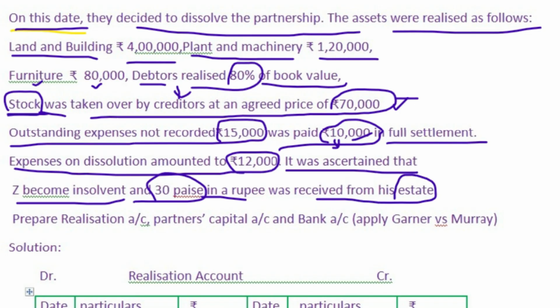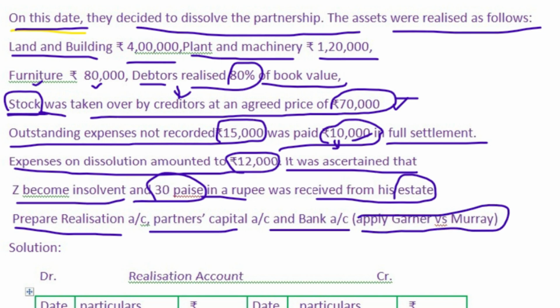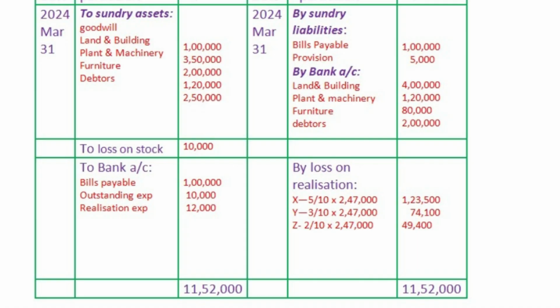So now what are the accounts we have to prepare? Realization account, partners' capital accounts, and bank account. Here it is said to apply Garner versus Murray. Now the realization account is prepared by taking the assets and liabilities information. So here on the screen is the realization account, and this is how it is prepared.